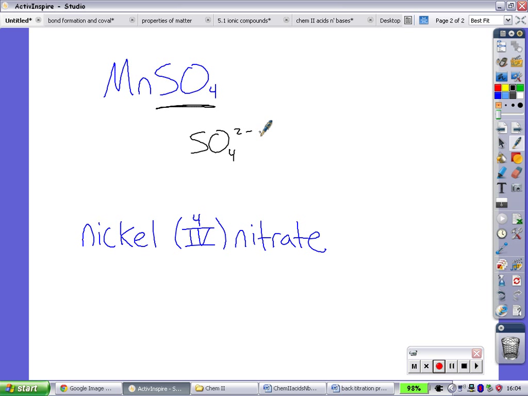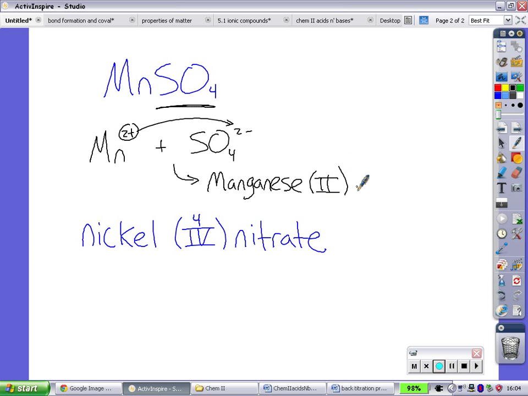Now what I need to do is consider that I only have one manganese. So for manganese to be able to balance out with sulfate, it would also have to be 2+. So the name of this compound would be manganese 2 sulfate. Remember, it's not the number of manganese atoms that there are. This number 2 is the same as this number 2. That's where it comes from.